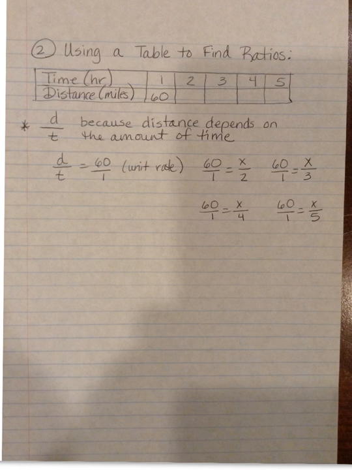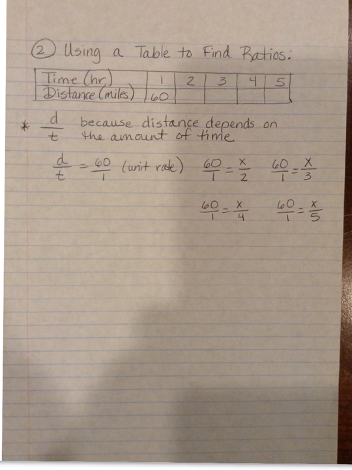Okay, in box number 2, we're going to talk about using a table of information to find ratios. And so we're going to create a table that has information about time in hours and distance in miles. So at the top of the box, you need to write time, and then we're going to do 1 hour, 2 hours, 3 hours, 4 hours, and 5 hours. And then for distance in miles, we're going to start with 60 miles per 1 hour. So we're going to write 60 underneath the 1.